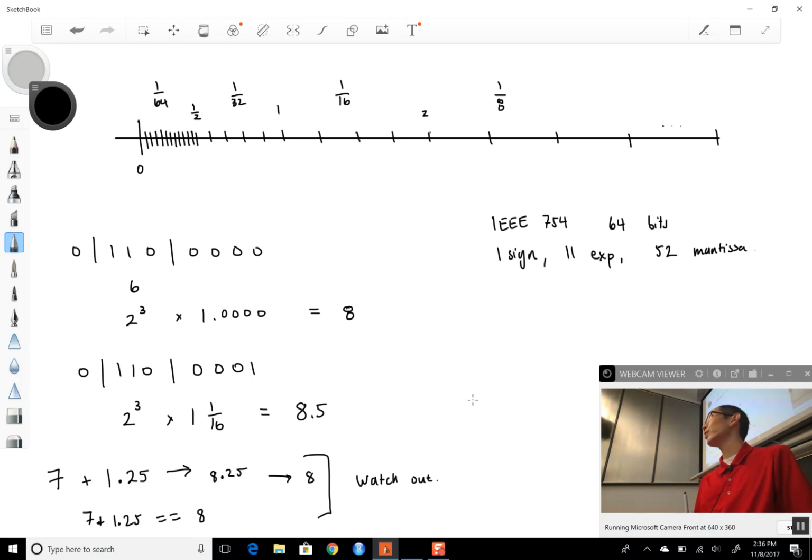Okay, are there any questions before I move on? Yes? For the exponent, can you go over again how you got to the 3rd power?